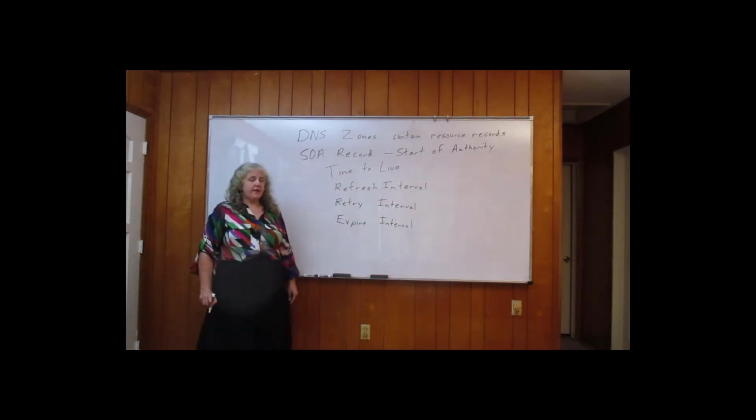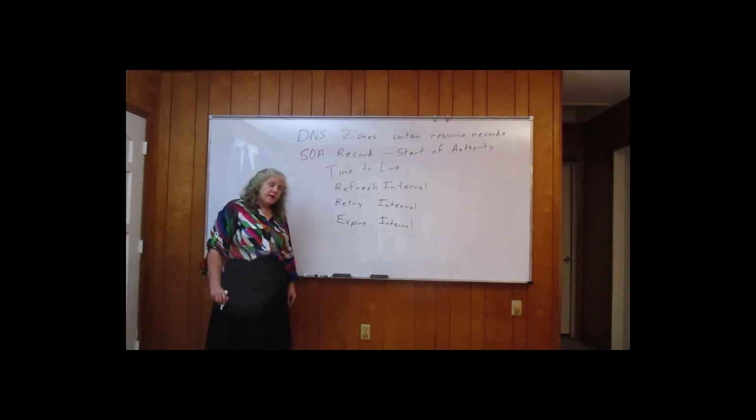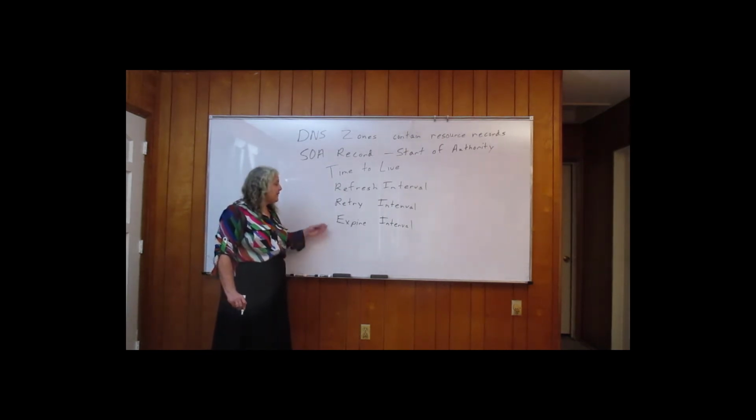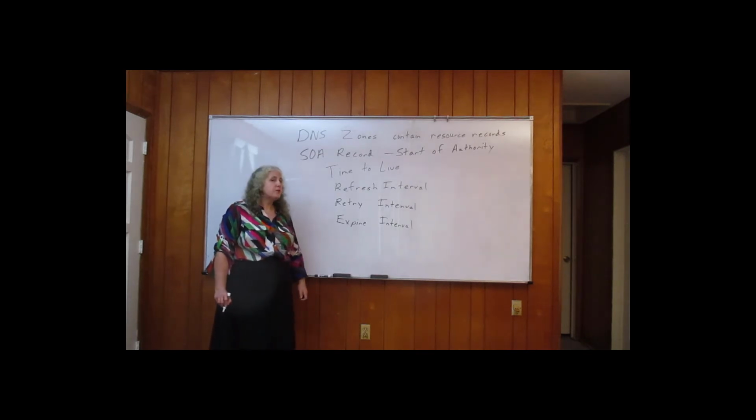There's an expire interval. And the expire interval indicates that if the secondary name server cannot contact the primary name server after this length of the expire interval, it's going to consider that the zones that it received are no longer valid.